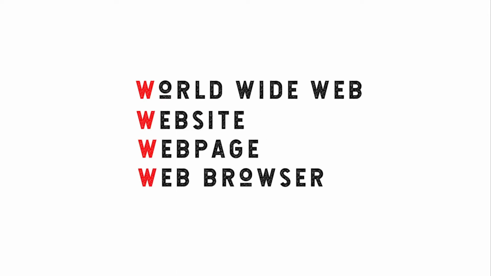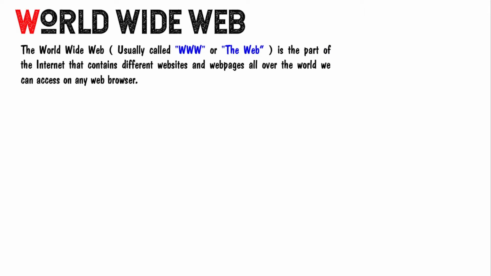In this session, we will discuss World Wide Web, website, web page, and web browser. World Wide Web. The World Wide Web, usually called WWW or the web, is the part of the internet that contains different websites and web pages all over the world we can access on any web browser.